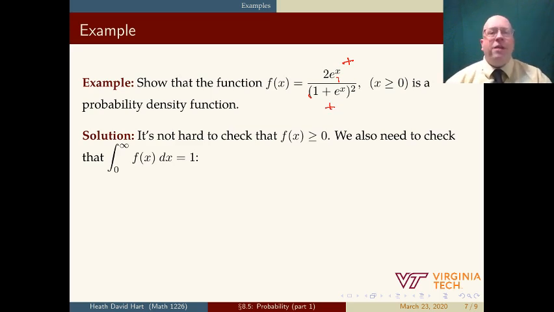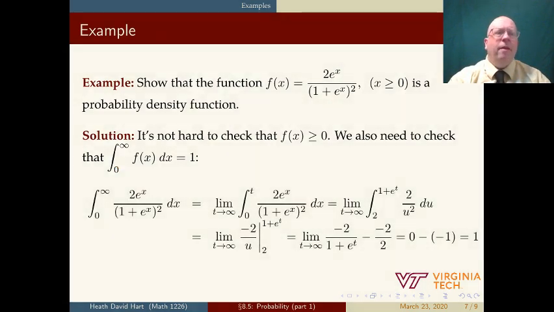But we also need to check that the area under this integral is equal to 1. We only have to integrate starting at 0 because my domain is x greater than or equal to 0. So if we work out this integral, there's a lot of steps here. We want to integrate from 0 to infinity.